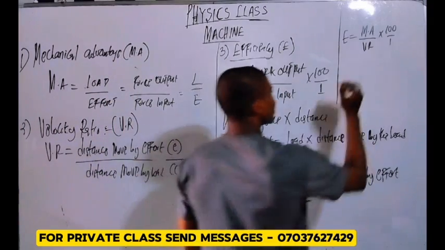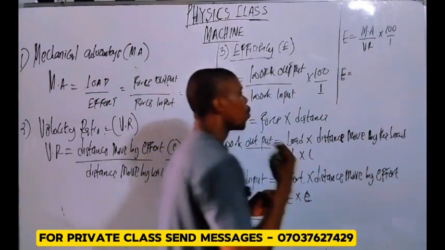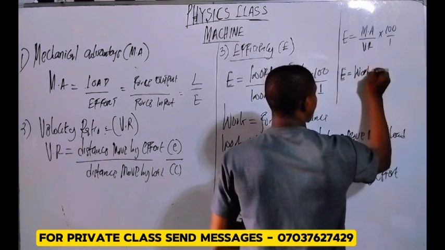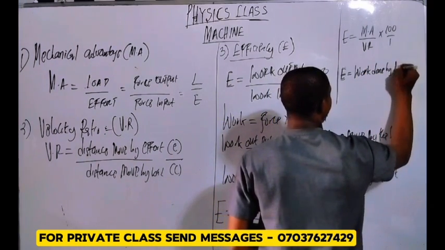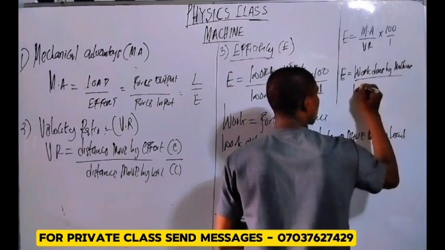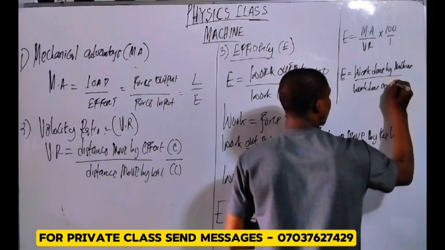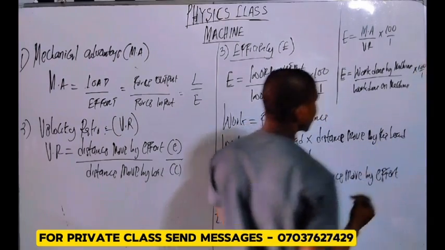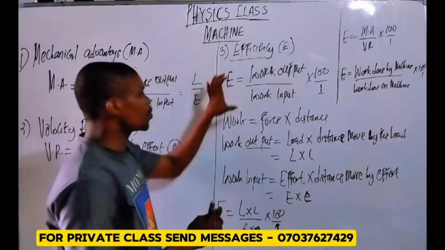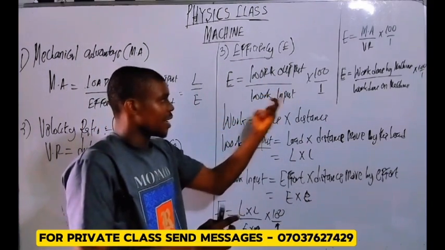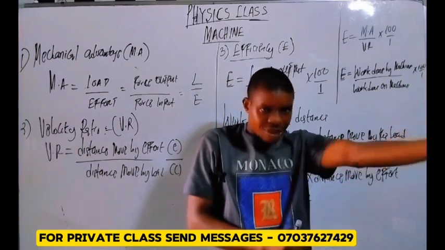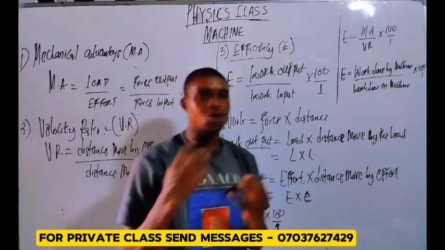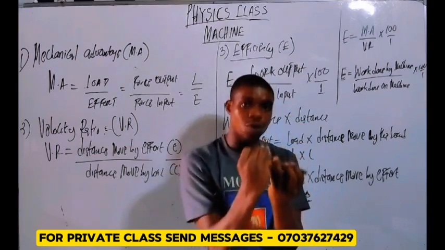Efficiency is equal to work done by the machine over work done on the machine times 100 over 1. Please take attention to this formula here. The first one is efficiency, work output over work input, right? Now this work output is work done by the machine, because the machine is the one doing the work, right? Work input is work done on the machine. So the effort you are putting in is work done on the machine, right?